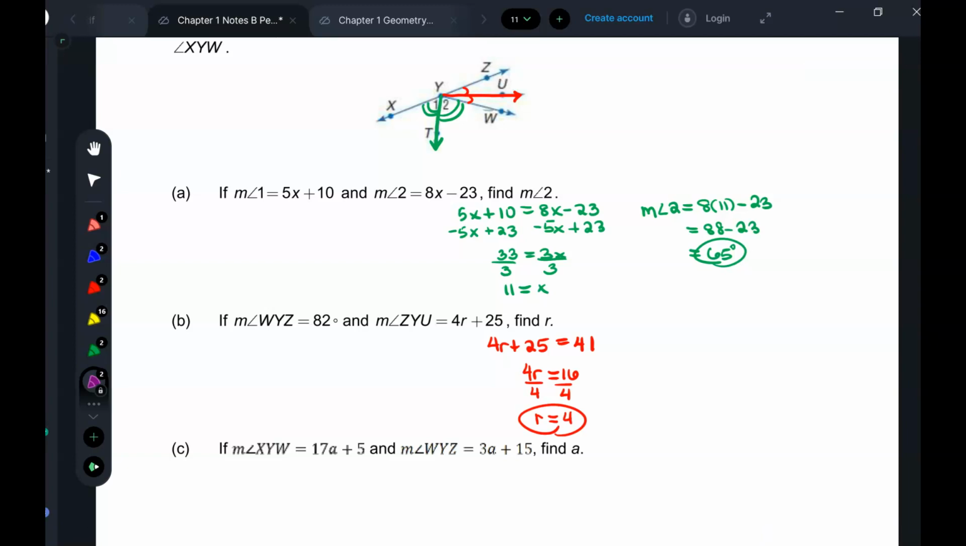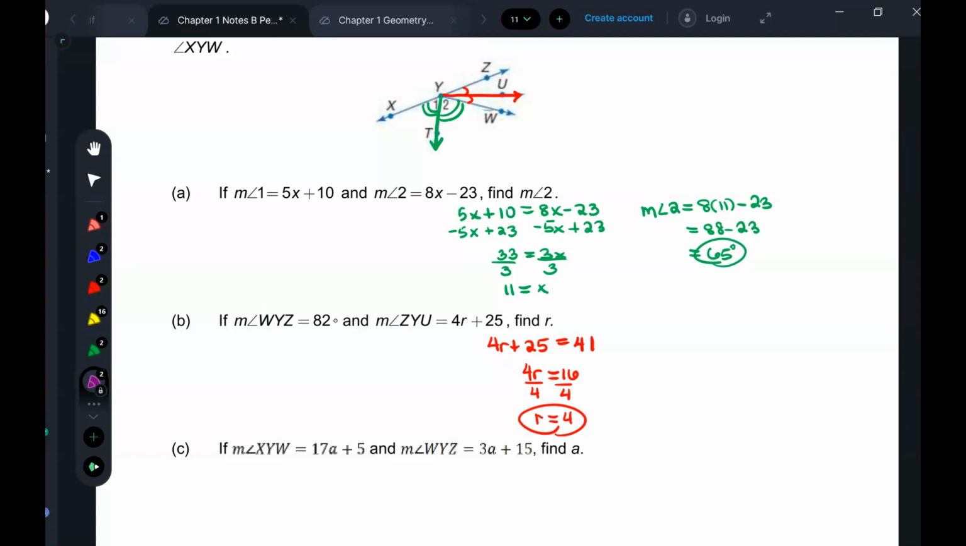On D. Okay, so since angle ZYU is literally just half of the other, can you just do 82 divided by 2 and be done? What was the point of doing all the math? I'm trying to find that variable. We did 82 divided by 2, and that's what we made the 4R plus 25 equal to.